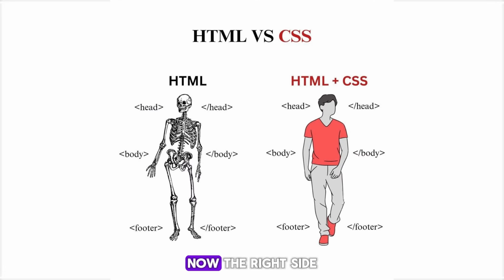Now the right side again, as you can see, the HTML is the one that provides the structure, while CSS enhances its performance with colors, spacing, fonts, and layouts. However, without HTML, CSS has nothing to style. So HTML always comes first. All right.